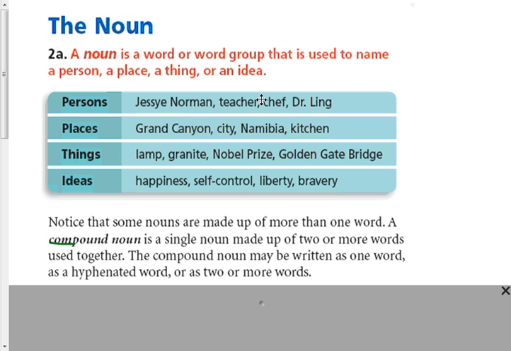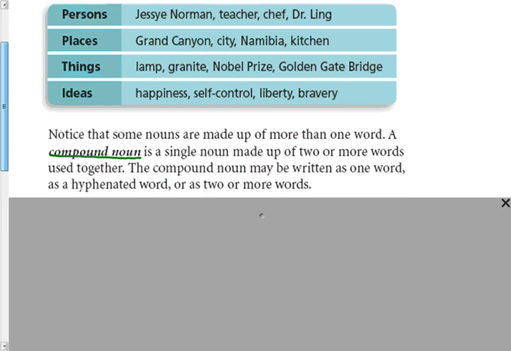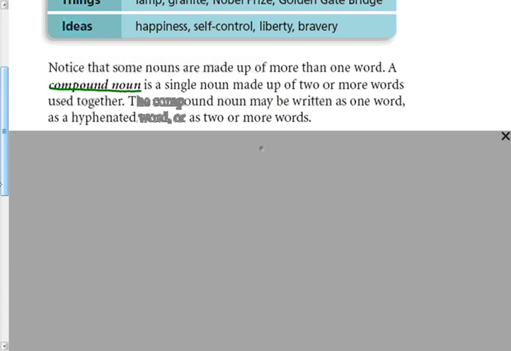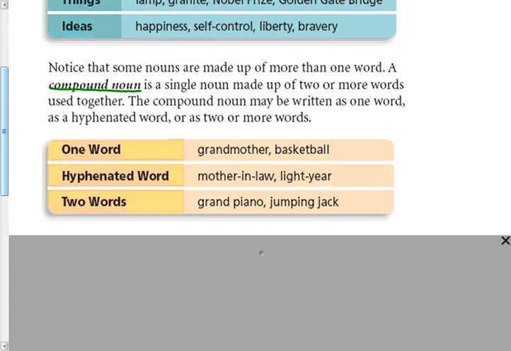Then we look at compound nouns. A compound noun is a single noun that could be made up of 2 or more words used together. The compound noun may be written as one word, a hyphenated word, or as 2 or more words. Examples: grandmother, basketball. It's one word, but it's 2 words put together as one word, which is a noun. Mother-in-law, light years: 2 words put together with hyphens. And finally, grand piano and jumping jack. And these are probably the hardest because although they're 2 words, it's still one noun.